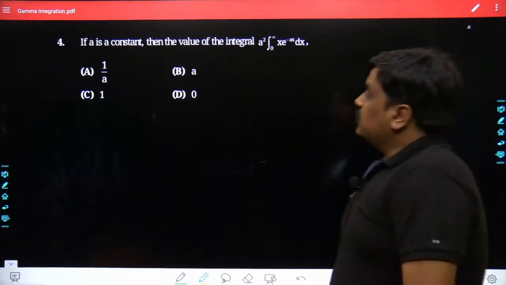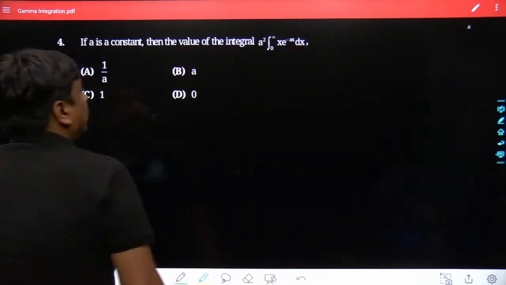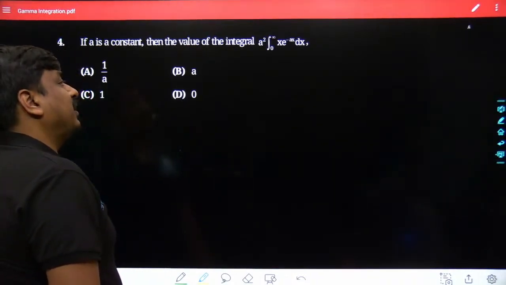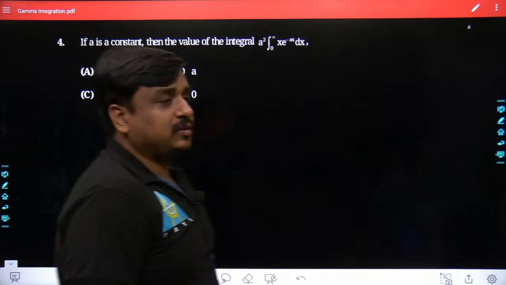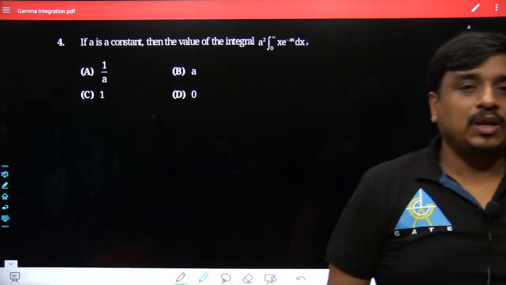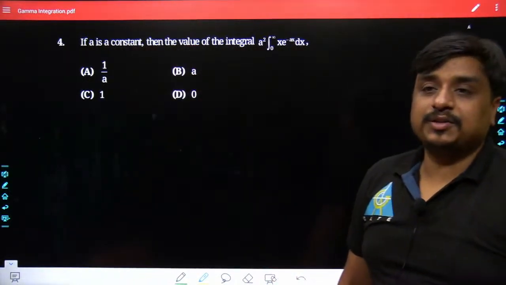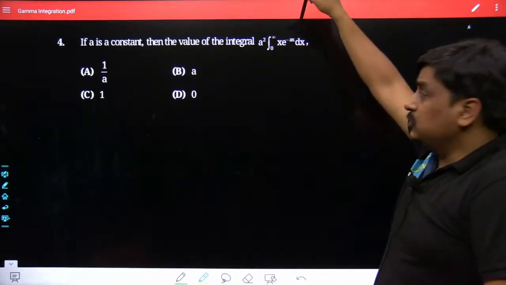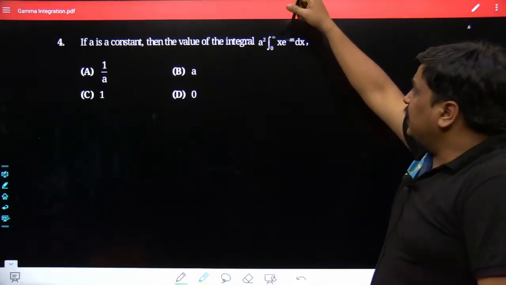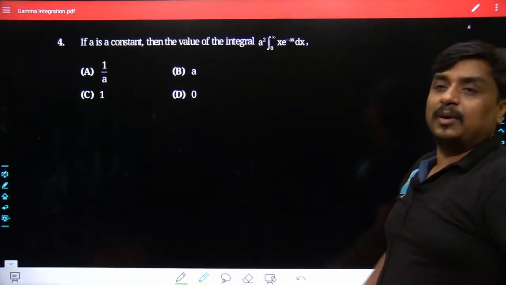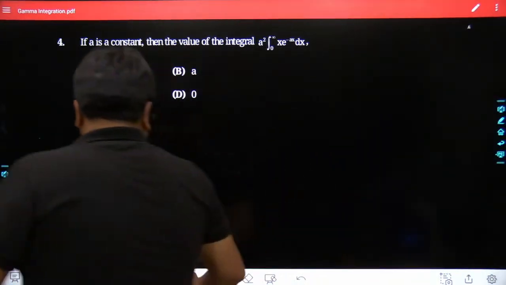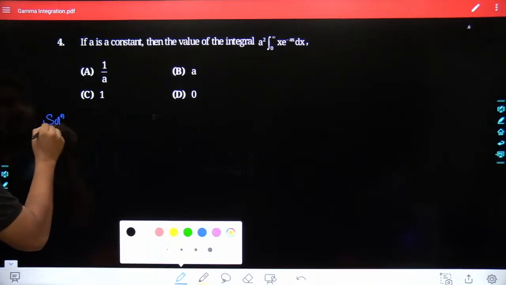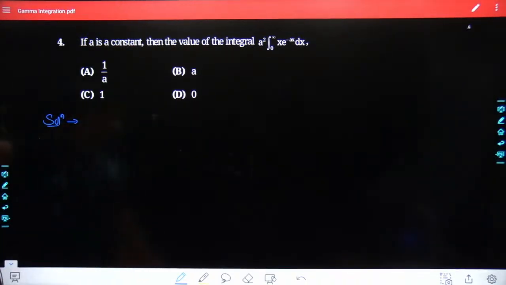If a is a constant, then find the value of the integral a squared, where the integration is from 0 to infinity, of x times e to the power of minus ax. Again, it is a problem of gamma integration. Only one change has to be introduced here: instead of ax, t has to be placed in. In that case, it becomes a strict form of a gamma integration. Only a few changes are needed, and at the end of the day we would get the perfect answer. Tell me, what would be the answer for this given problem?